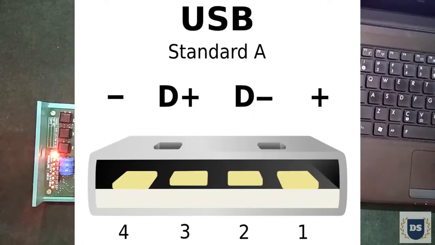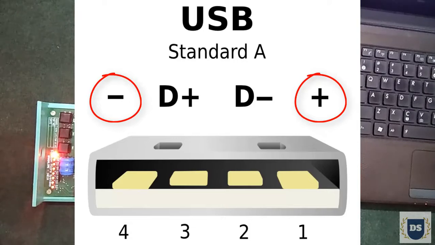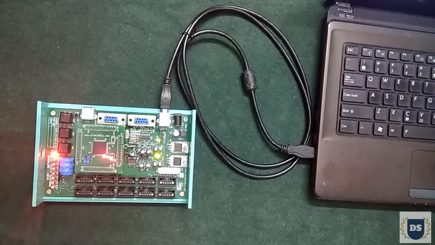A USB port has 4 lines, out of which 2 lines are entirely dedicated to power supply. One is VCC, the other one is ground, and the other 2 lines are data plus and data minus. And here our microcontroller development board is getting powered up using the power of the laptop.